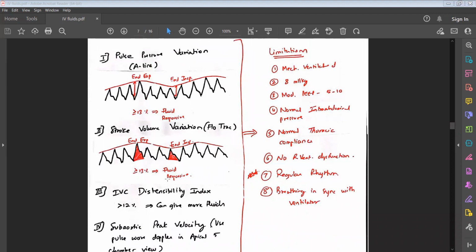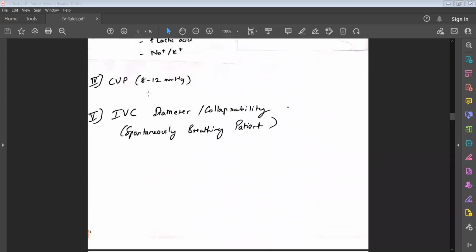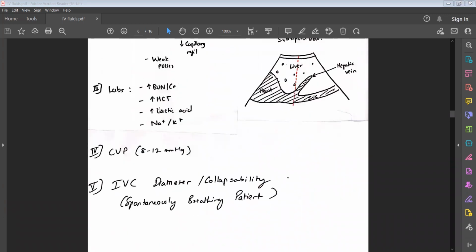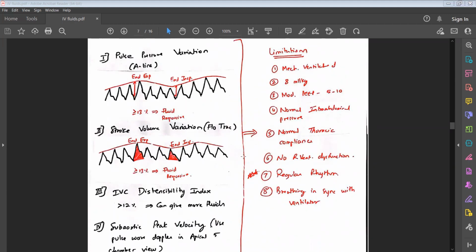Now, what are the problems with these dynamic indices? What are the limitations? The major limitation is that you cannot use them in a spontaneously breathing patient. As I said over here, you can use a CVP and IVC, just look at the IVC diameter, but these measurement techniques you cannot use in a spontaneously breathing patient. The patient needs to be mechanically ventilated.